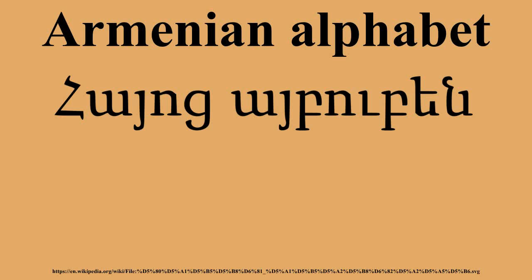Another important evidence for the existence of a pre-Mashtotian alphabet is the fact that the Armenian heathen pantheon included Tir, who was the patron god of writing and science.